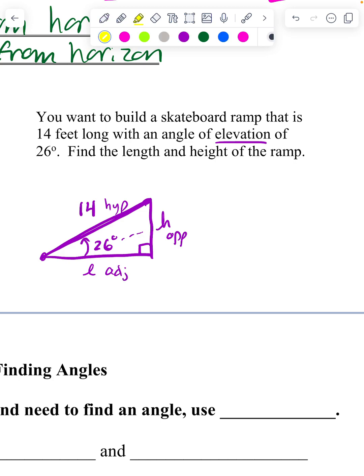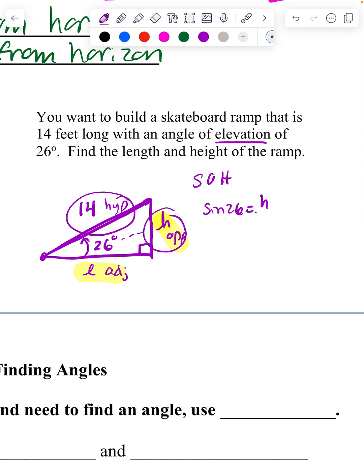I'm trying to find two things, so I'll need two setups. First, let's use this to help us find the height. Okay, that's opposite and hypotenuse, so I'll need to use sine. So the sine of 26 equals opposite, which is unknown, over hypotenuse of 14. That's the easier kind where I can just multiply the 14 up. So 14 sine 26 means the height is 6.1 feet.